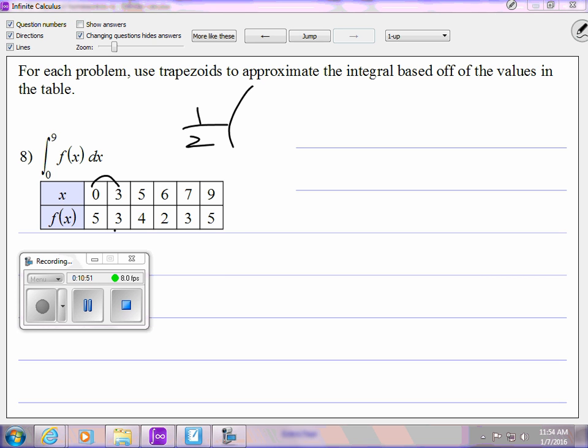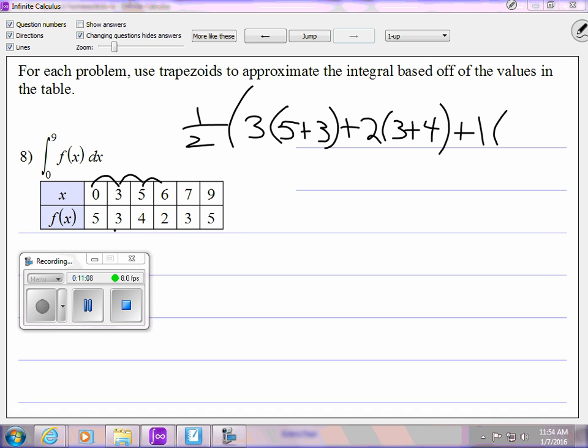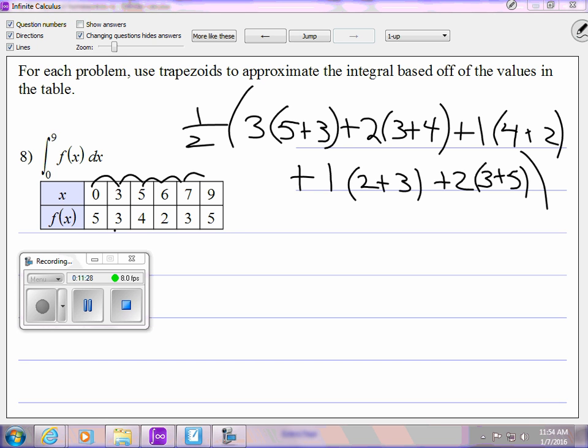So this looks like the same one. 3 times 5 plus 3. Okay. Next one. Oh, no, it's not. 3 plus 4. Good. 1 times 4 plus 2. Plus 1 times 2 plus 3. And then the last one. Plus 2 times 3 plus 5. So you have to do all that. Multiply by a half. Good stuff.